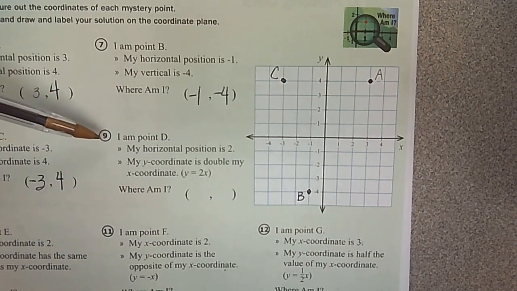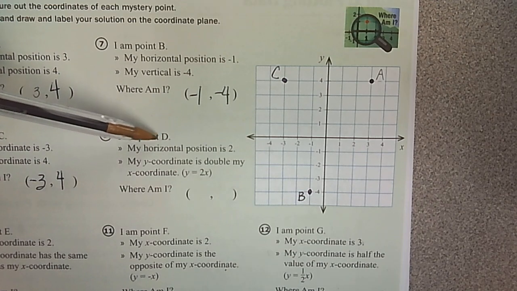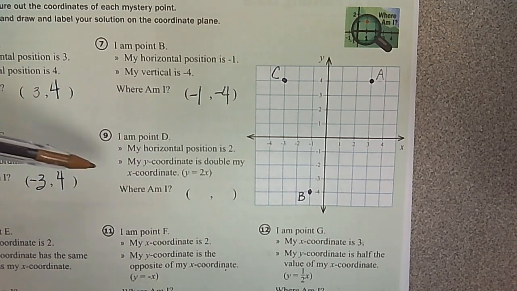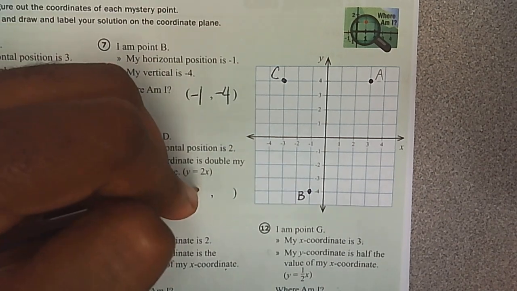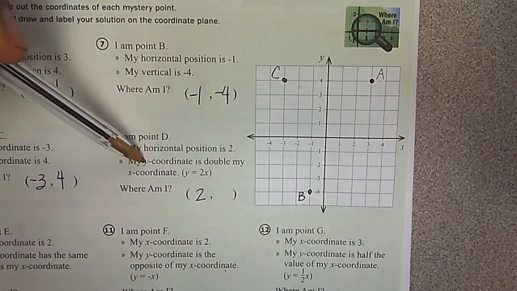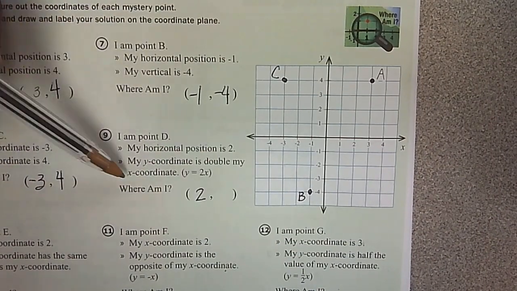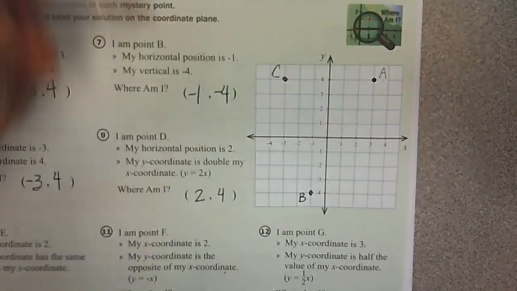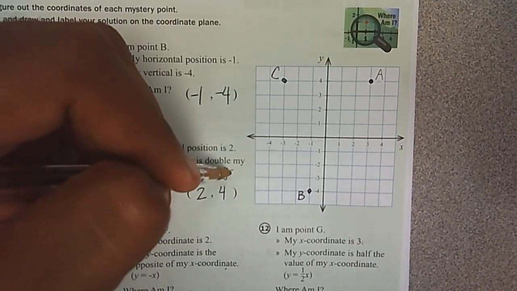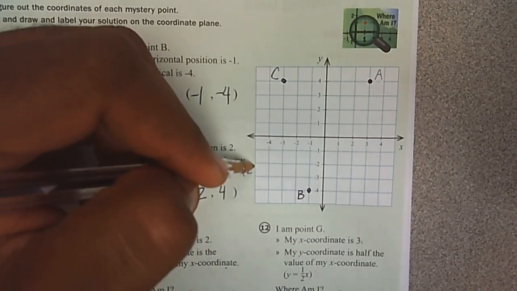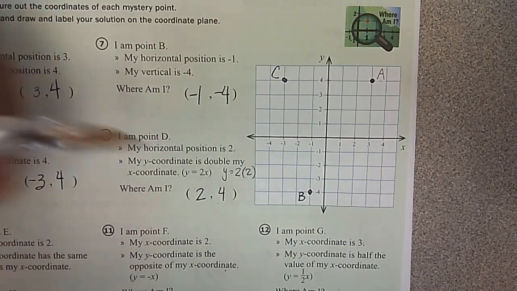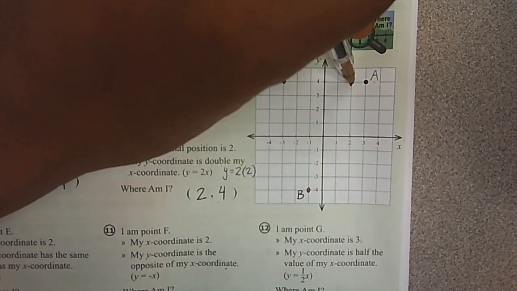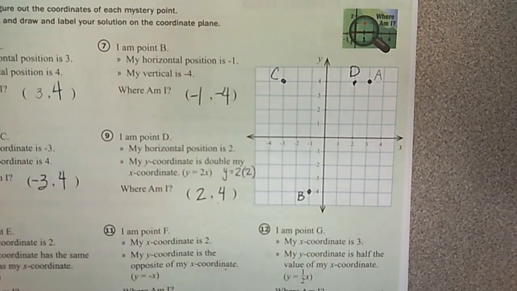Over here it says I am point D. My horizontal position is 2. Horizontal is the first number, and my y coordinate is double my x. Well, if my x is 2, then y is 4. Right here, y equals 2 times 2, which is 4. So to the right 2, up 4, and that is letter D.